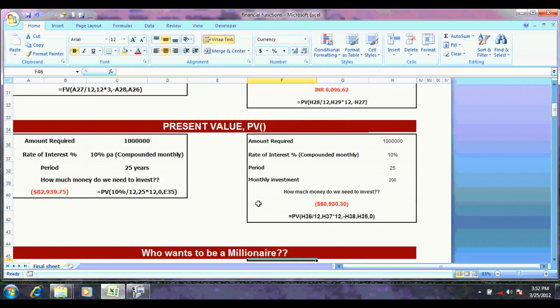Now next we'll do present value. Now assume after 25 years the amount which you require is around a million.